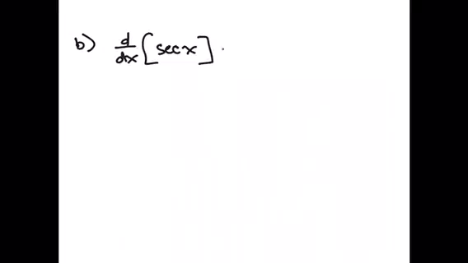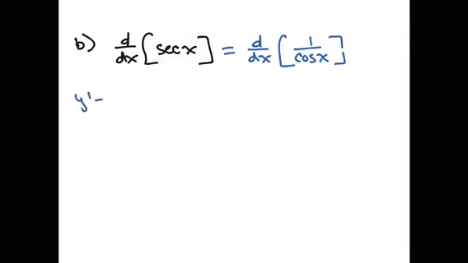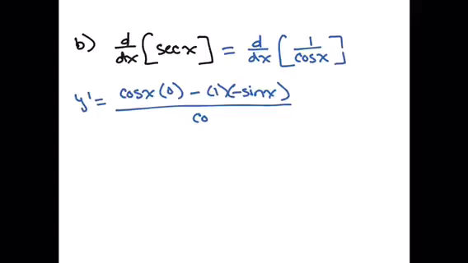Similarly, we can rewrite secant as 1 over cosine and use the quotient rule to find the derivative. So for this one, I have low is cosine, d high, the derivative of 1 is 0, minus high, which is 1, times d low, derivative of cosine is negative sine x, over low squared.